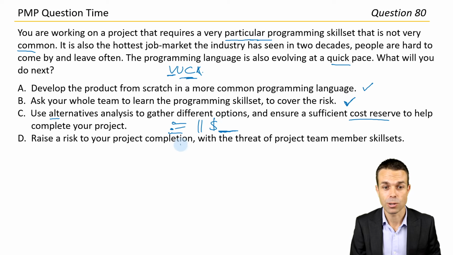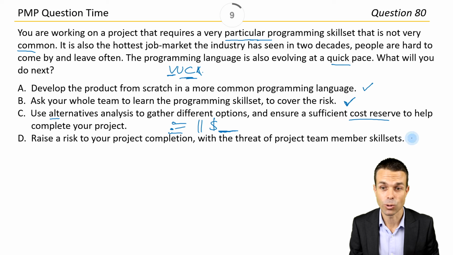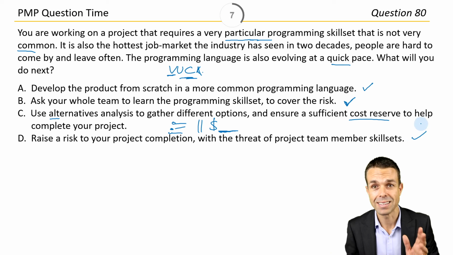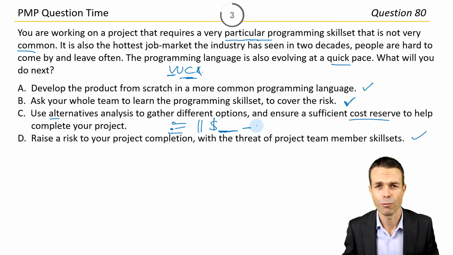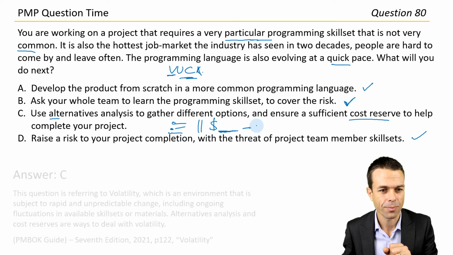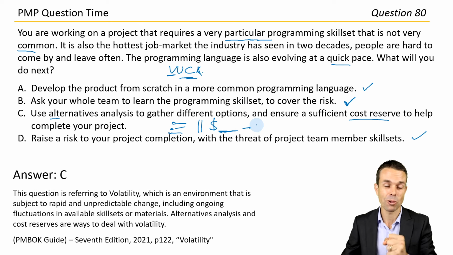Raise a risk to your project completion with the threat of project team member skill sets. Yes, that's also good practice. These are all fine answers, but I think the best answer for us is that answer C for volatility. I think it is. Let's see. And it is. We got it.